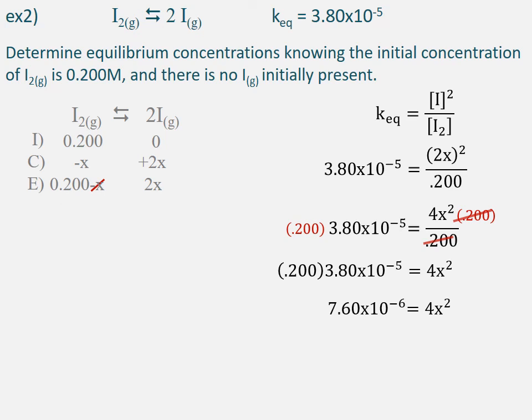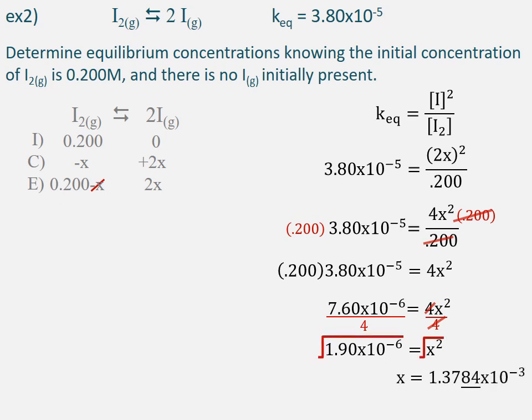To get x by itself, I will divide both sides by 4. And then I will take the square root of both sides. And I get an x value of 1.3784 times 10 to the negative 3.